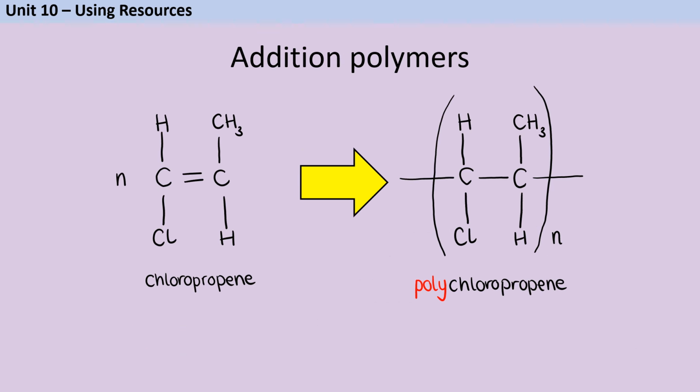In Unit 7, you met the idea of addition polymers and condensation polymers. So just to quickly remind you, an addition polymer is made from monomers that have a double bond in the middle, and that double bond is going to break, allowing each one of the carbon atoms to form a new bond, and therefore it can bond to a monomer on either side, and we get this very long chain.